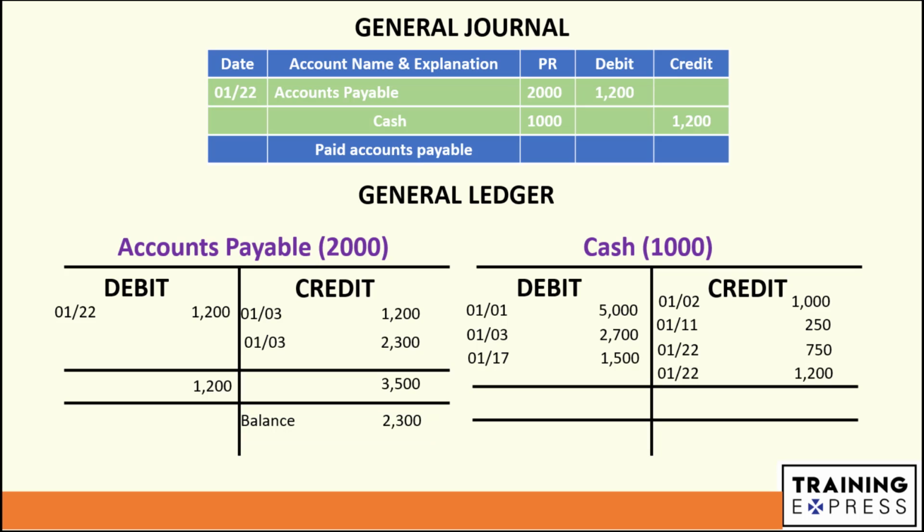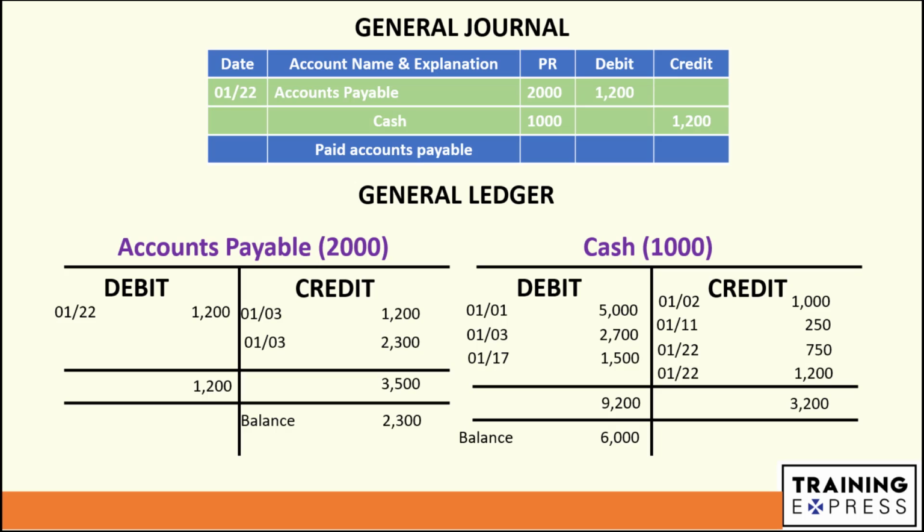Now let's move towards the cash account. The total on the debit side is $9,200 and the total on the credit side is $3,200. As you can see, the debit side is greater than the credit side, so our ending balance will be a debit balance of $6,000.